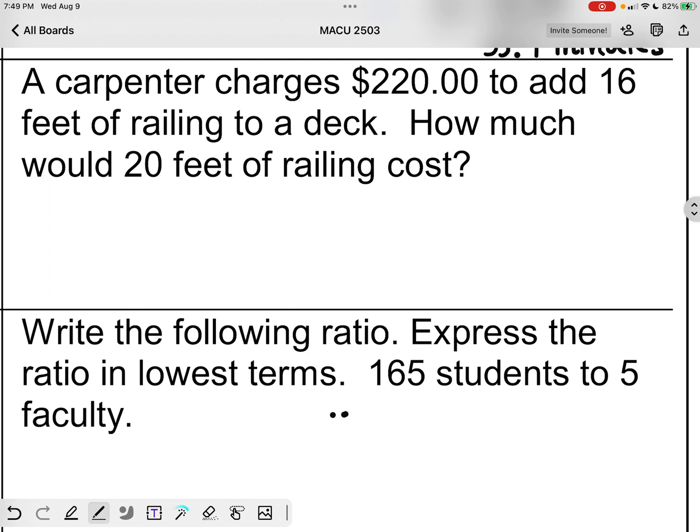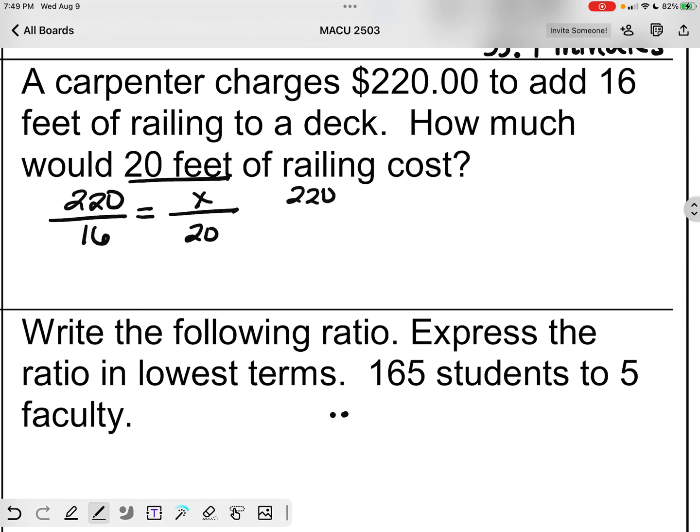A carpenter charges $220 to add 16 feet of railing. So money, feet. Notice that one says feet. So the feet is the number that we just put on the bottom. And then we don't know how much money you're going to spend.